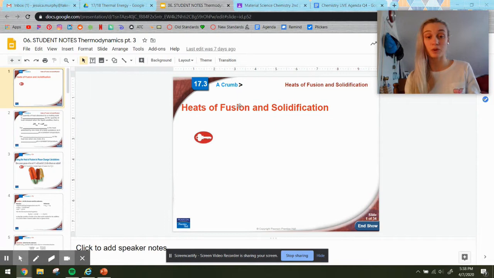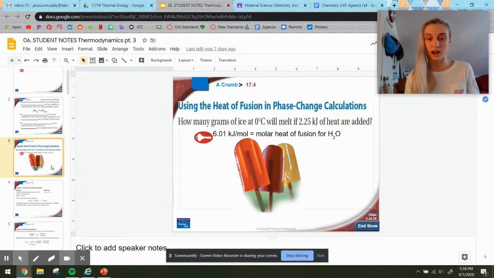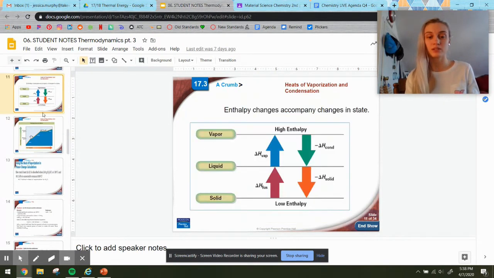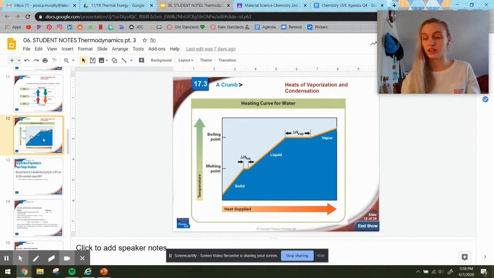So this is what your packet looks like. This is the student version that I provided for you on the agenda and I think on Google Classroom. It started out with the heat of fusion, solidification, on the top of your first slide. And then it kind of looks like this. You got some popsicles in there. And then we stopped on this slide, which is the last one I talked about, if you hopefully watched that video. So today we're going to start on the slide after this one.